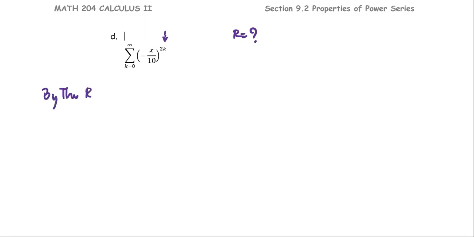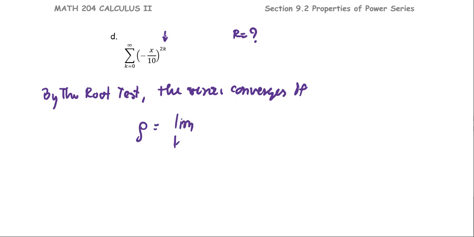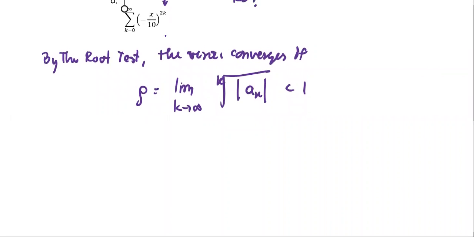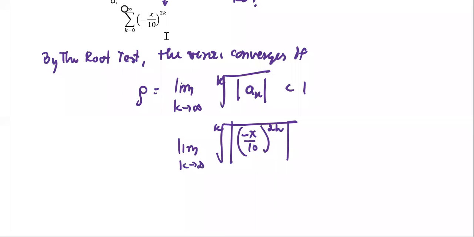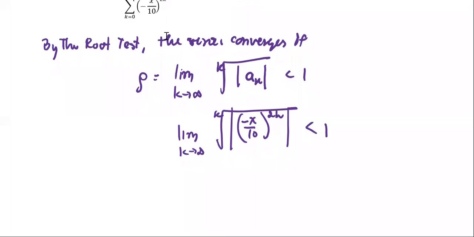So by the root test, the series converges if the rho value, which equals the limit as k approaches infinity of the k-th root of the absolute value of a_k, is less than 1, where a_k is the term negative x over 10 to the power 2k. Put the absolute value, take the k-th root, take the limit as k approaches infinity. If the limit is less than 1, the series converges.